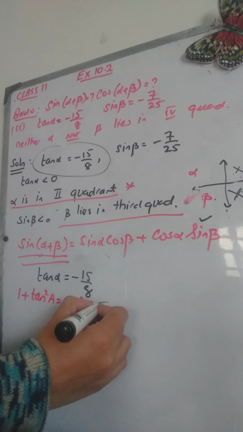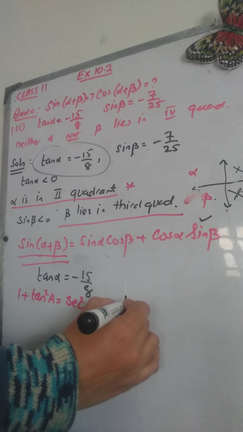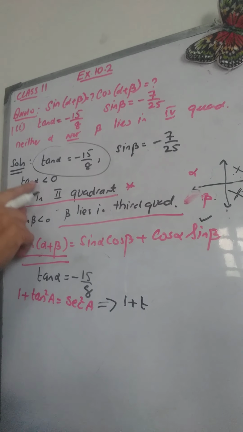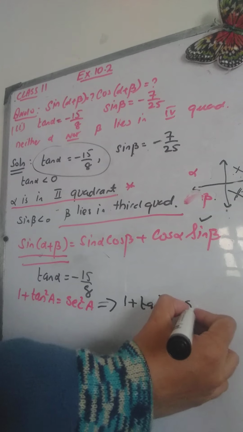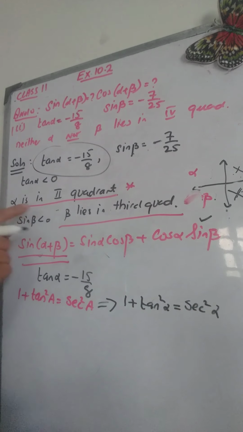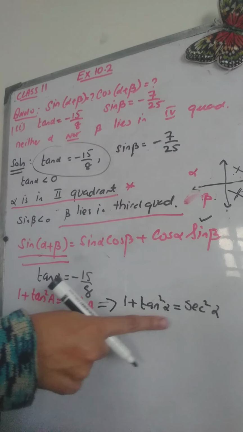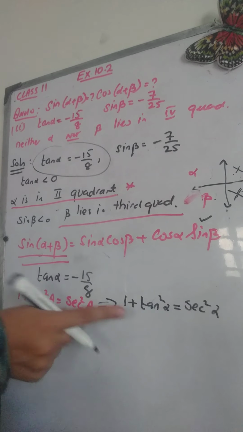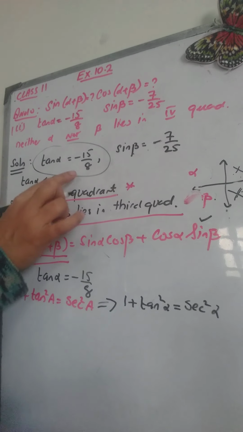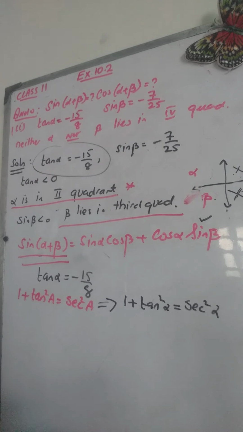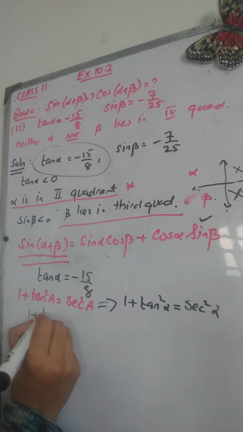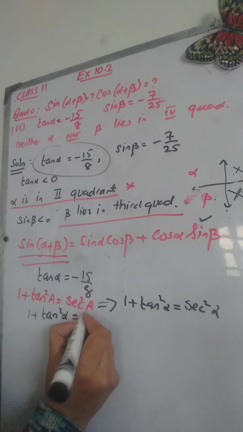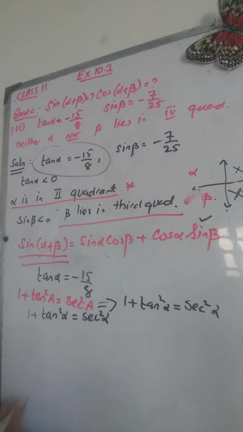This implies that 1 plus tangent square alpha is equal to secant square alpha. According to this quantity, 1 plus tan square alpha should be equal to secant square alpha. Now we know that tan alpha is equal to negative 15 by 8.